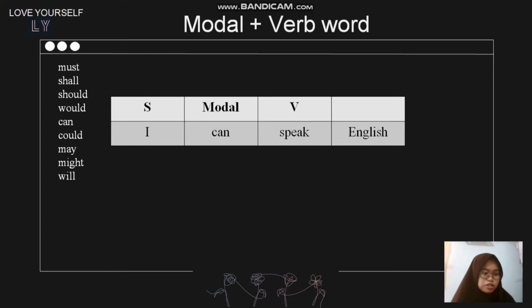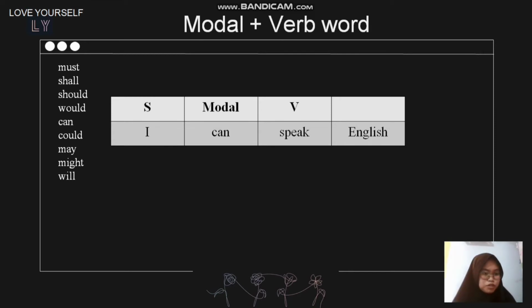In addition, a modal verb must be followed by a basic verb such as write, sing, work, run, speak. I can speak, not I can spoke. Must be a basic verb.